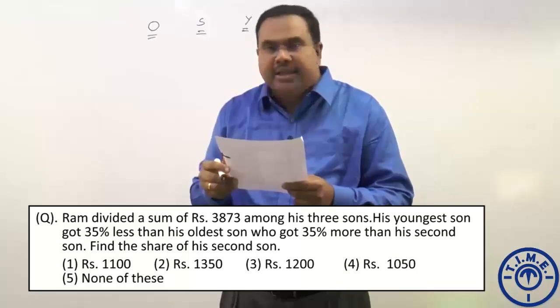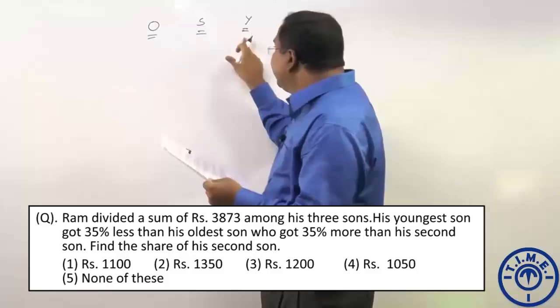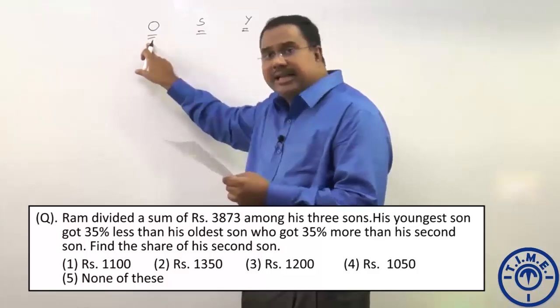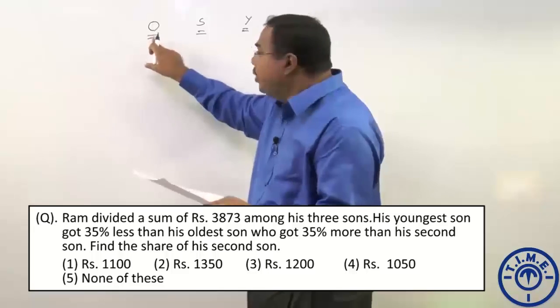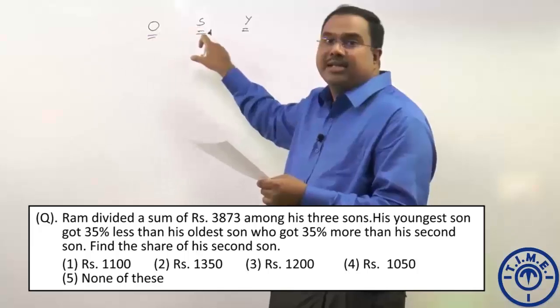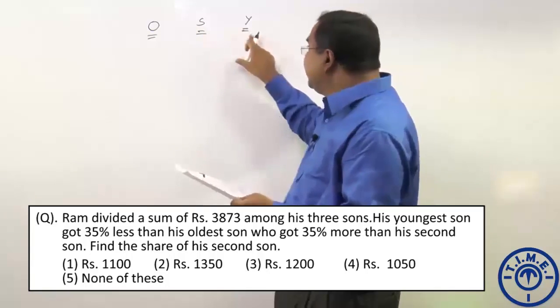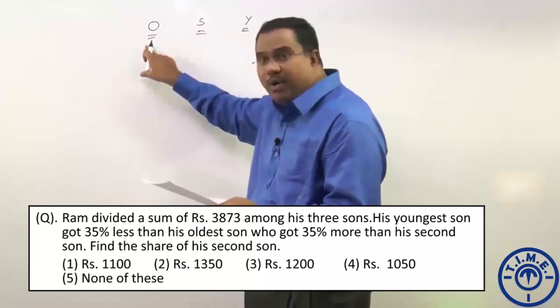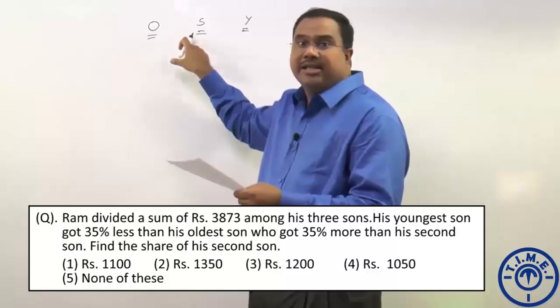Youngest son got 35% less than oldest son. Who got? Here, who is nothing but the oldest son. Oldest son got 35% more than the second son. Let us look at it once again. Youngest son got 35% less than oldest son and oldest son got 35% more than second son.